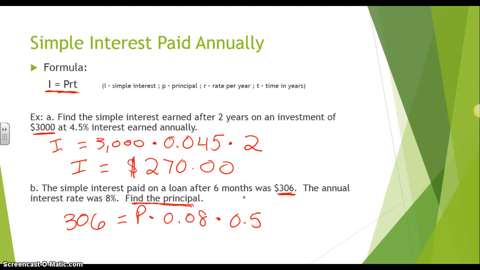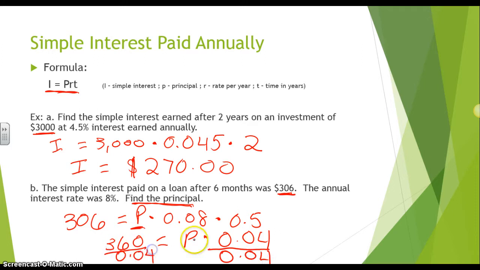0.5. When I multiply this out to find the principal for this problem, what I'll actually have is 306 on the left equals 0.08 times 0.5, which is P times 0.04. We need to solve for P, so we think of solving equations. You divide by 0.04 on the right, divide it on the left. So my P here is going to equal $7,650, and that's the principal for that problem.